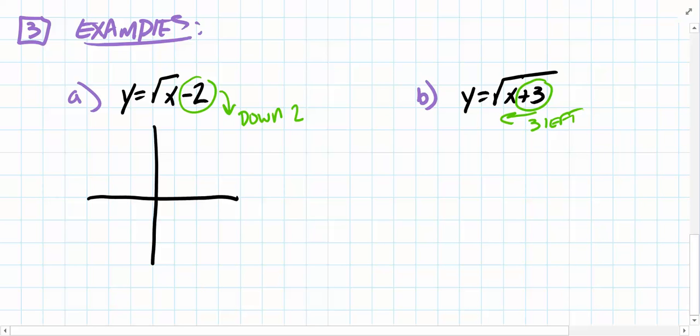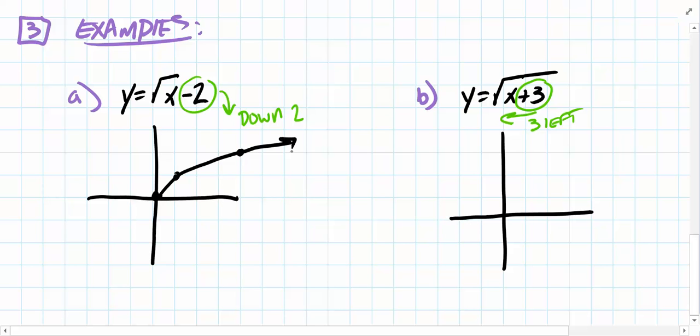Very, very simple, right? So the first thing we do is we're going to draw the parent graph for each one. There's the parent graph for each one. This one, this one, and this one. There we go. That's the square root of x. Square root of x. Square root of x. Okay. For example A, I'm kind of doing two examples simultaneously. If I go down 2, I just move each dot down 2. Very, very simple. Right? Move each dot down 2.